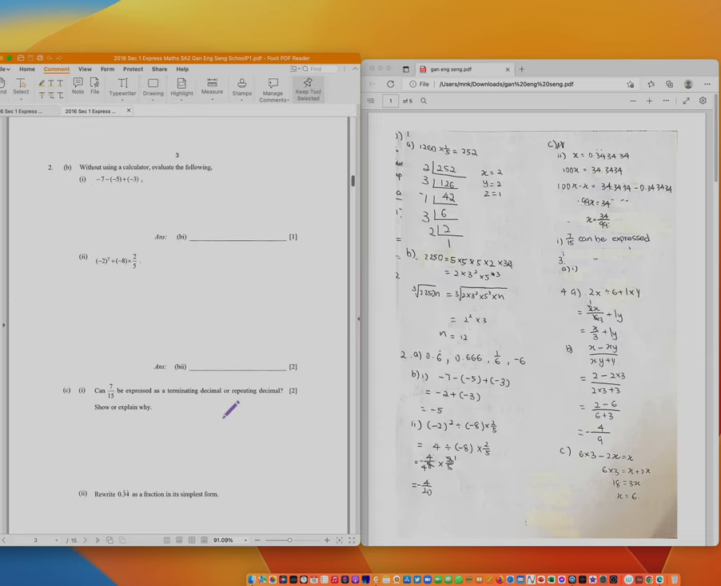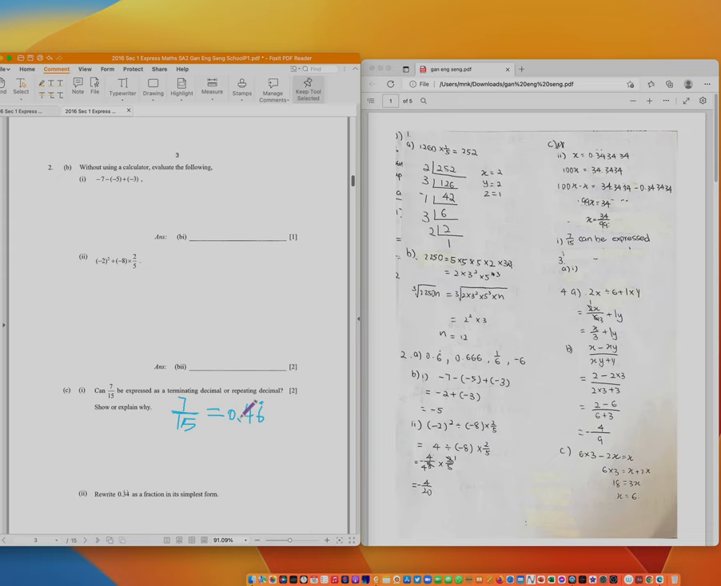So you just use your calculator. 7 over 15, show me the answer from your calculator. 7 over 15 is 0.4666. So repeating? Yeah, repeating. This is the way I represent it. 0.46, the 6 is repeating. 6 repeats itself, right? So I put a dot on top. So that's it.